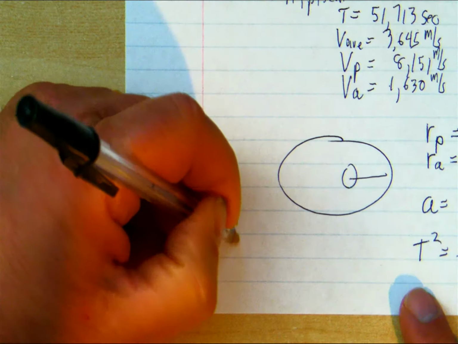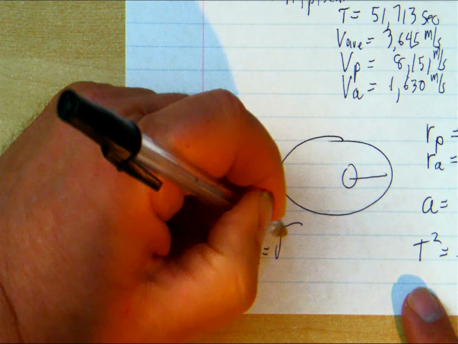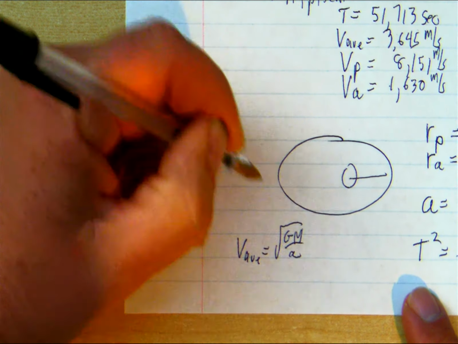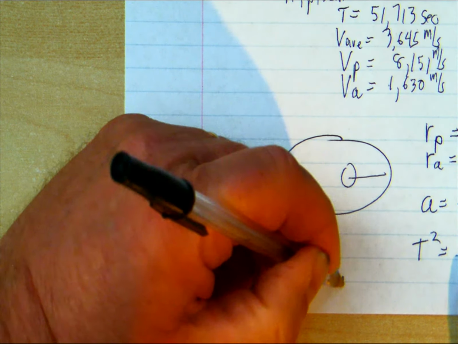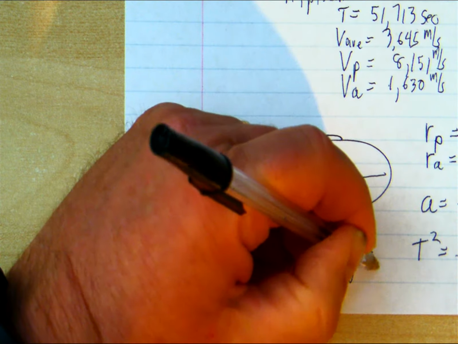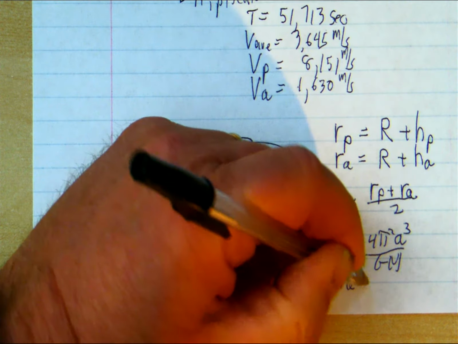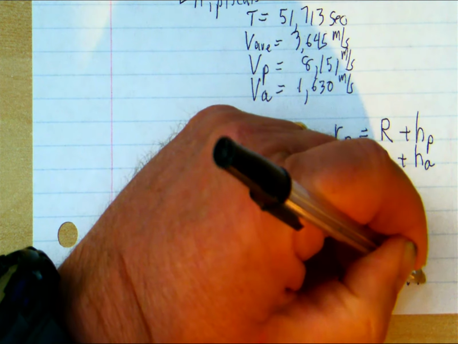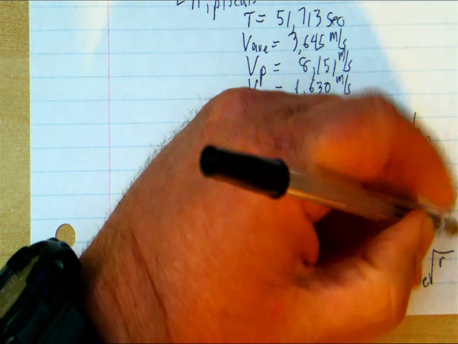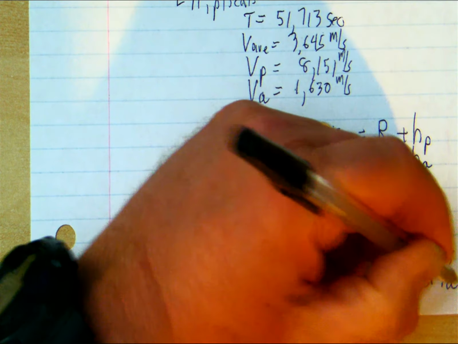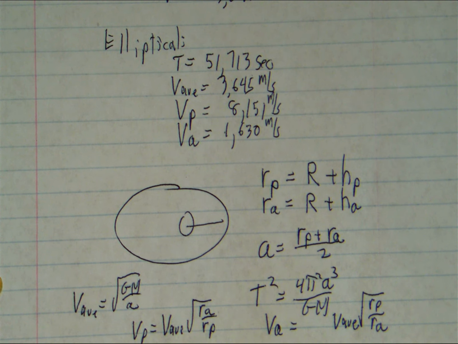The average orbital speed is the square root of GM over the semi-major axis. Periapsis velocity is equal to the average speed times the square root of r apo over r peri, and apoapsis speed is the average orbital speed times the square root of r peri over r apo. Ta-da! Everything you ever wanted to know, scribbled down on one small piece of paper.